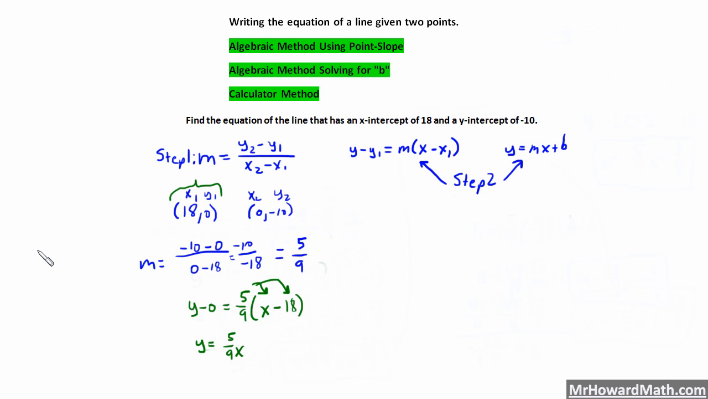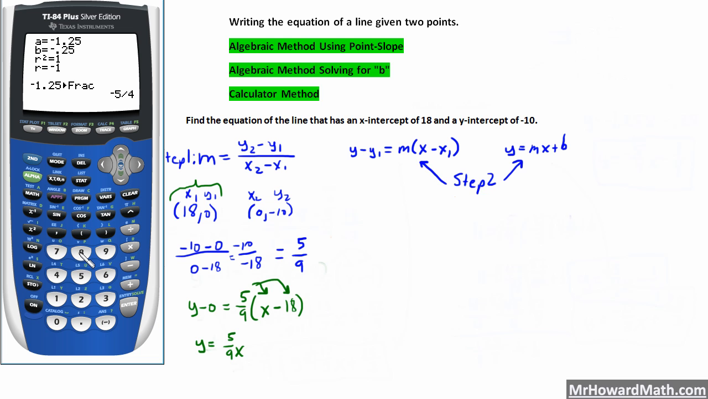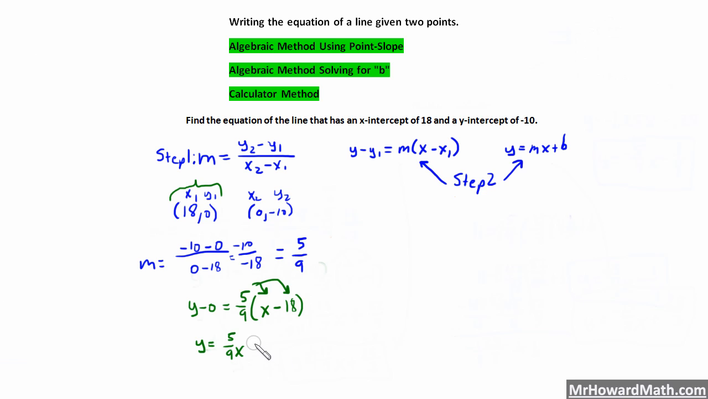5/9 times 18, let's bring our calculator up and do that. So we have 5/9 in parentheses, because it's a fraction, times negative 18. Don't forget that negative. So it's negative 10. So 5/9 x minus 10. Okay, so 5/9 x minus 10. That one's done.